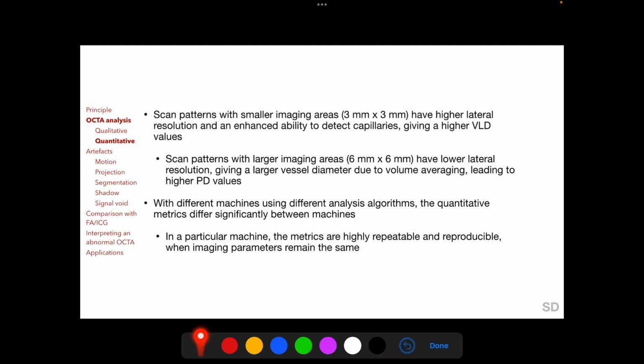Scan patterns with smaller imaging areas have higher lateral resolution, giving higher vessel length density values. On the other hand, scan patterns with larger imaging areas have lower lateral resolution, leading to higher perfusion density values. And it must be remembered that with different OCTA machines using different analysis algorithms, the quantitative metrics differ significantly between the machines. But in a particular machine, the metrics have been found to be highly repeatable and reproducible when the imaging parameters remain the same.